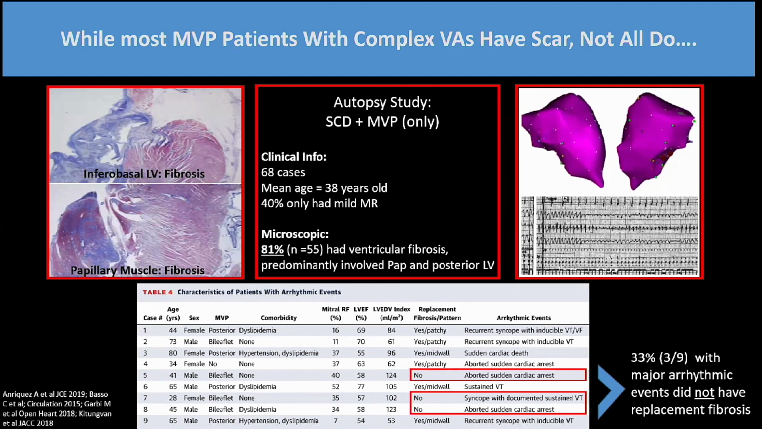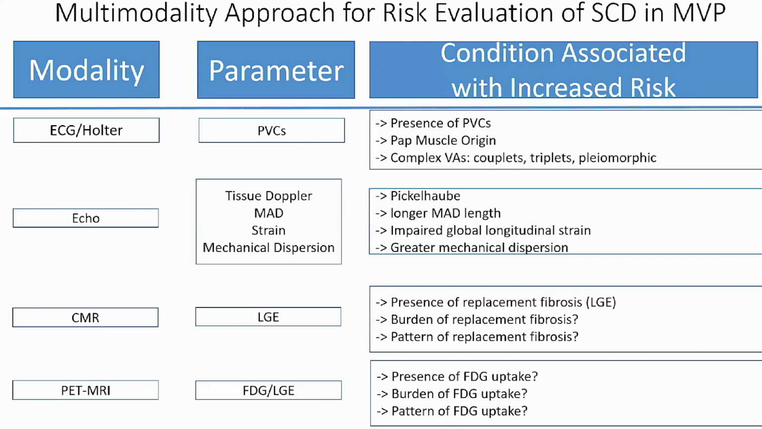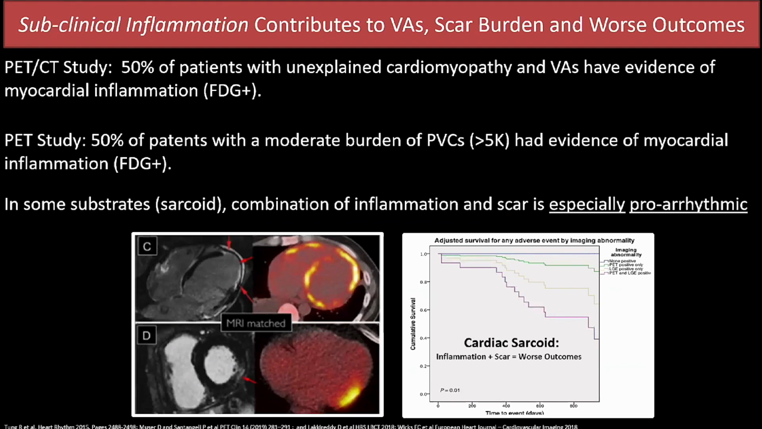And while most patients with MVP and complex ventricular arrhythmias have scar, not all do. As an example, in one study, 1/3 of patients with major arrhythmic events did not have evidence of replacement fibrosis. So there is likely another proarrhythmic mechanism in these patients. We looked at this in patients undergoing PET MRI, looking for FDG and LGE uptake, FDG being a marker of inflammation. As we know, subclinical inflammation contributes to ventricular arrhythmia, scar burden, and worse outcomes. And in multiple studies using PET-CT or PET MRI, they demonstrated that a significant percentage of patients with high arrhythmic burdens had evidence of myocardial inflammation.